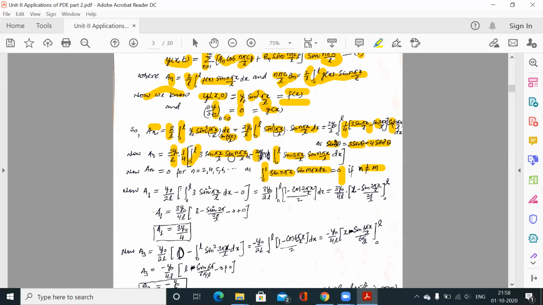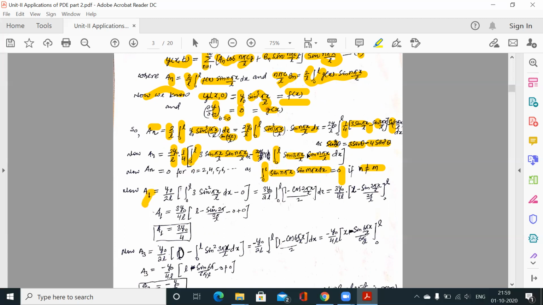This will be non-zero. And for the others, when n is equal to 2, 3, 4, for all those values, it will be 0. The integration is 0, because this is 1 pi x by l and the others are either 2 pi x by l, 3 pi x by l, 4 pi x by l. So the angles are different, and for different angles the integration is 0. So this will exist only for n equal to 1.